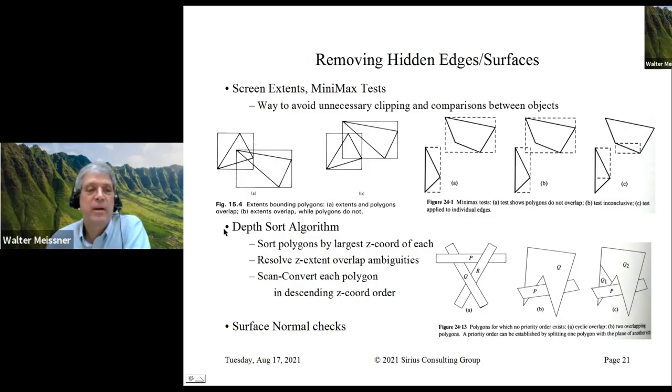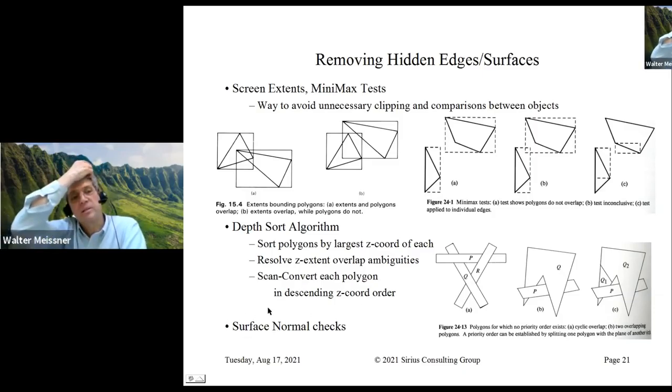And there's other methods to resolve using a depth sort algorithm. And these sort polygons by the largest Z coordinate, resolve the ambiguities, and scan convert each polygon in descending Z order. The other way I want to mention is it's possible to do surface normal checks.